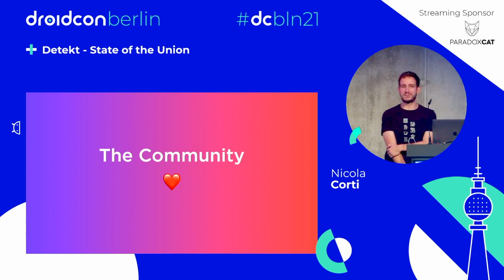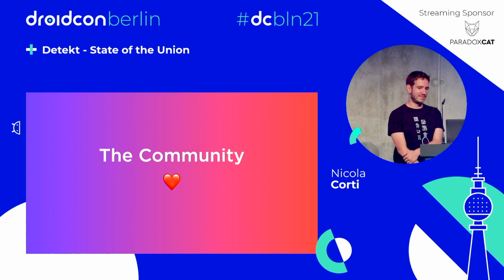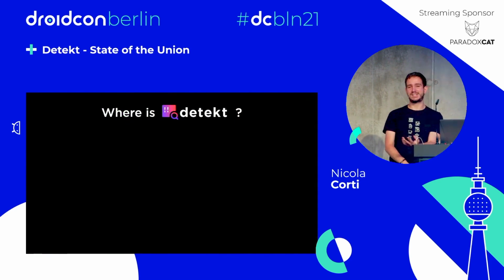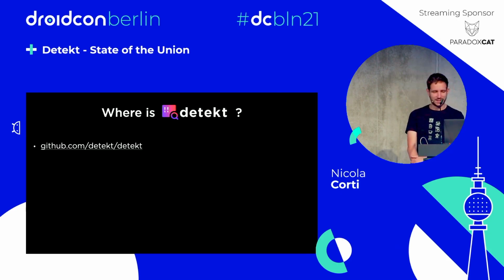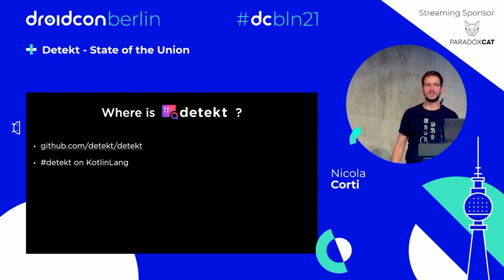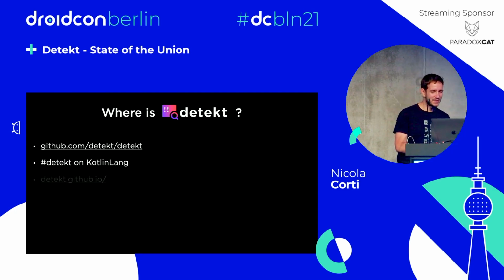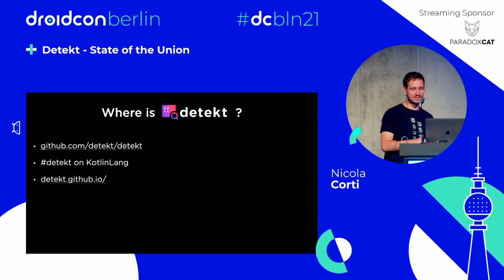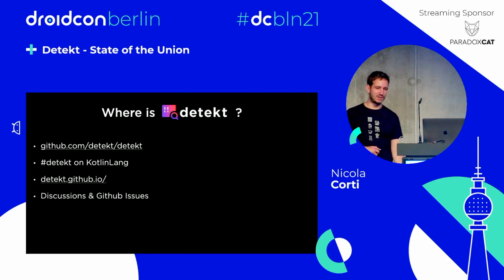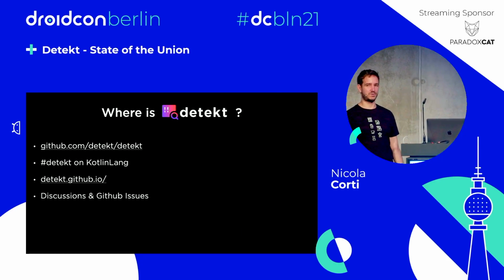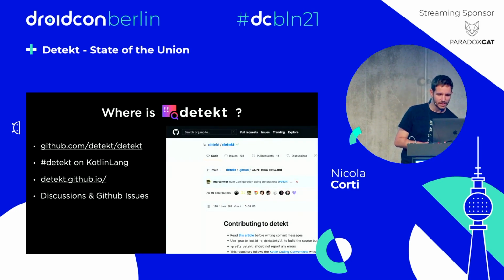Now, just a couple of closing words about us, the community. So where is Detekt? Where can you get in touch with us? On the Detekt GitHub, we have a channel called Detekt on Kotlin Slack. And the website is detekt.github.io. Please open discussions or GitHub issues. We are trying to answer everyone. We also have a contributing file. That's where you find some suggestions on how to start.